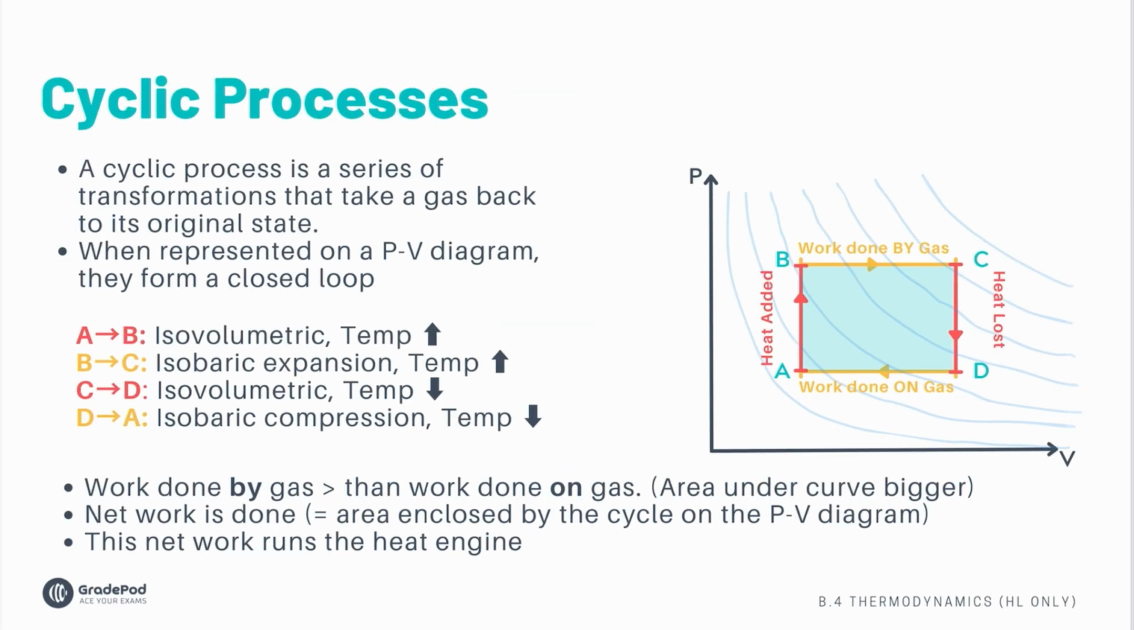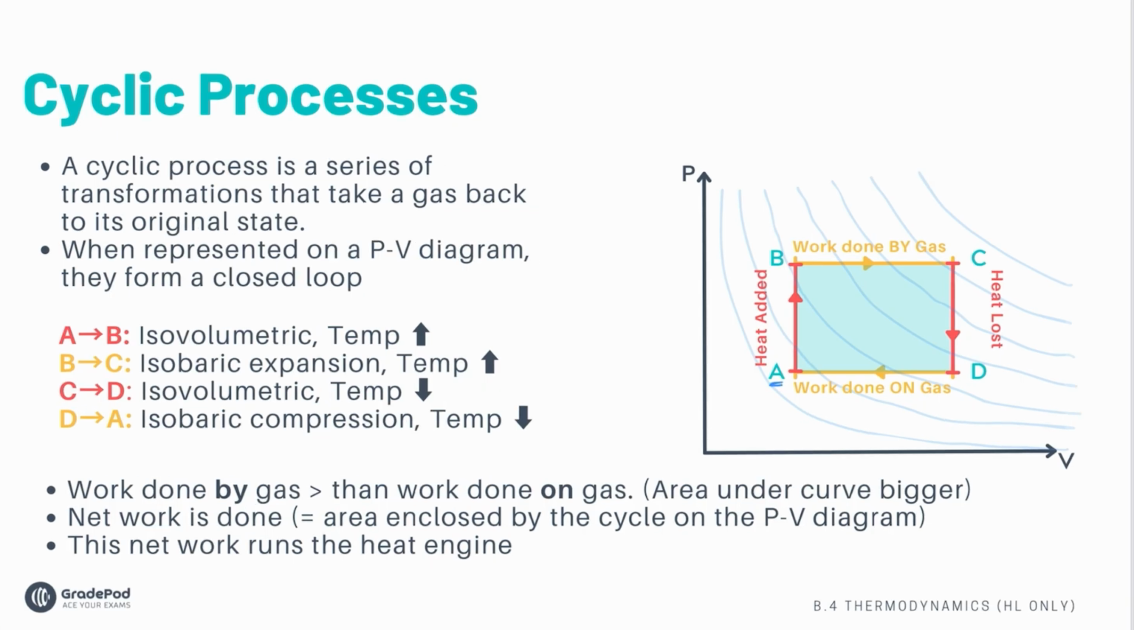Cyclical processes. So a cyclical process is a series of transformations that take a gas back to its original state. And in this PV diagram, we've got a cyclical process shown. It's a very simplified one. We're going to start at position A. When the gas is in position A, we add heat to the gas, and you can see a process takes place. It's a process where the volume is constant. If the volume is constant, it's an isovolumetric process. And you can see that it goes up through the isotherms. So we know that the temperature increases in this isovolumetric process to state B.